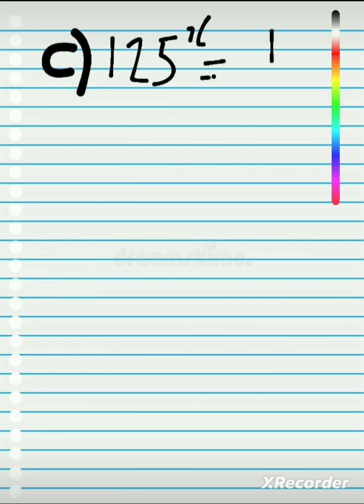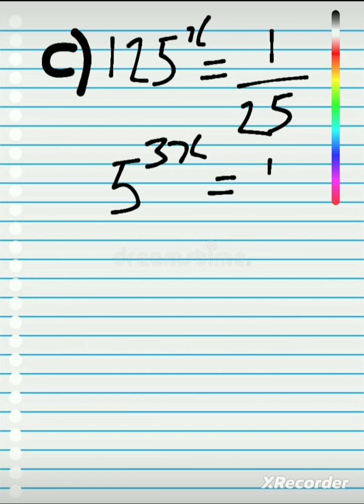Question C. We have 125 power x equals 1 over 25. Okay, so what common base can we write 125 and 25? From the way they look, 5 can be the common base. Let's try. 5 to the power what first to get 125? It's 5 to the power 3, so 5 to the power 3x. Then this side, 1 over 5 to the power 2 gives us 25. Okay, now what do we do from here?